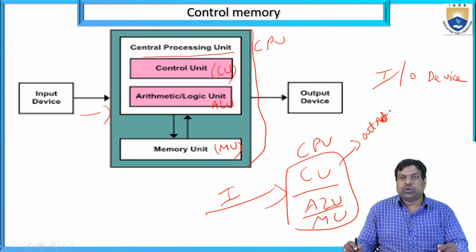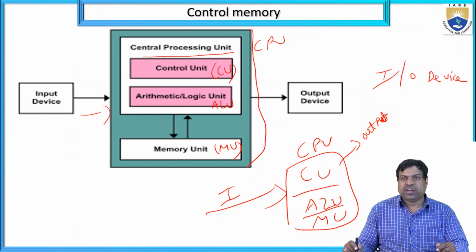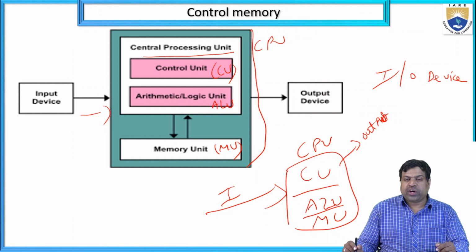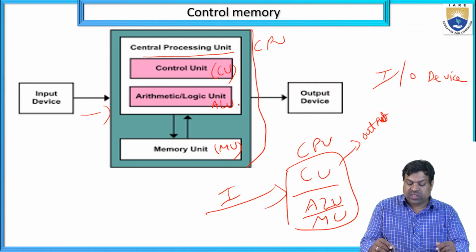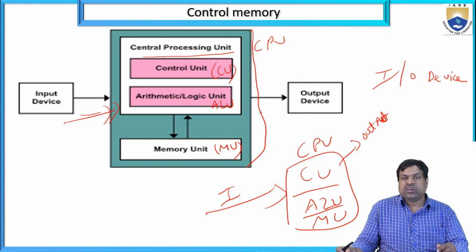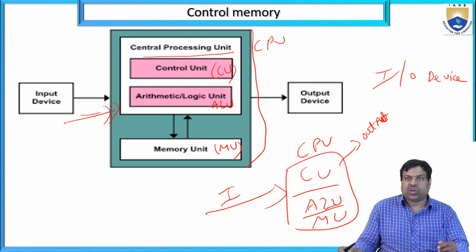Between the input and output, what is the process? The central processing unit, control unit, arithmetic logic unit, and memory unit. Suppose I need the help of the arithmetic logic unit, then the input is connected to the ALU, then it is connected to the memory unit. Why? Because if you want to perform any arithmetic or logic operations, the memory unit is needed to perform the operation. The control unit will control the arithmetic logic unit, memory unit, and input-output operations. So the control memory plays a major role between the input and output.